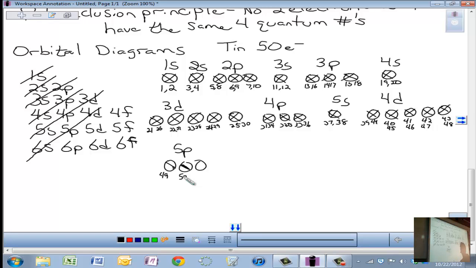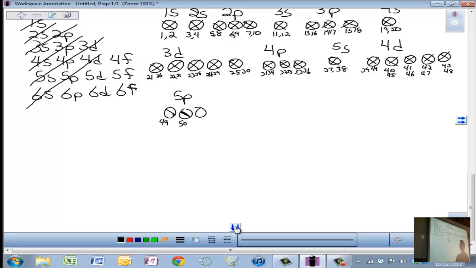This is an orbital diagram. An orbital diagram represents the energy levels, the sublevels, and each of the orbitals, with the electrons being placed in each orbital according to their spin. Now, here's what I want to do. I want to just pick some random numbers. I'm going to pick number 23, and I'm going to pick number 45. Electron number 23 and electron number 45.